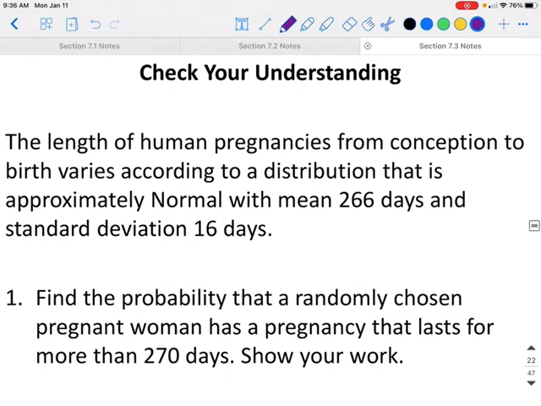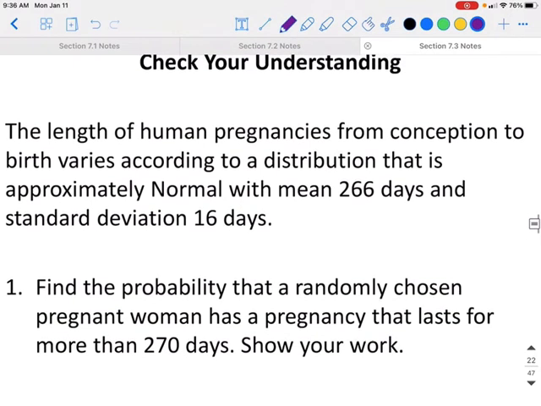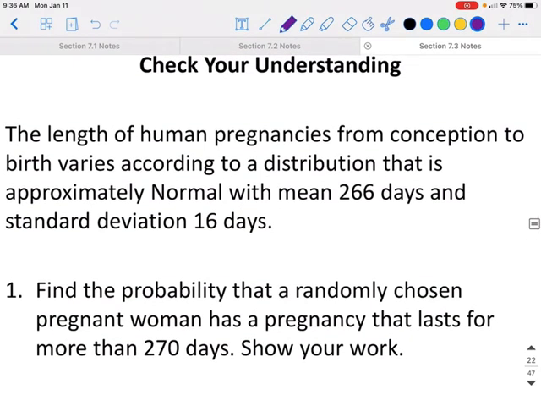Let's check our understanding. The length of human pregnancies from conception to birth varies according to a distribution that is approximately normal with a mean of 266 days and a standard deviation of 16 days. Find the probability that a randomly chosen pregnant woman has a pregnancy that lasts for more than 270 days, and show your work. Now this is just for one specific female, it's not for a sample, so we will use the population mean and standard deviation.